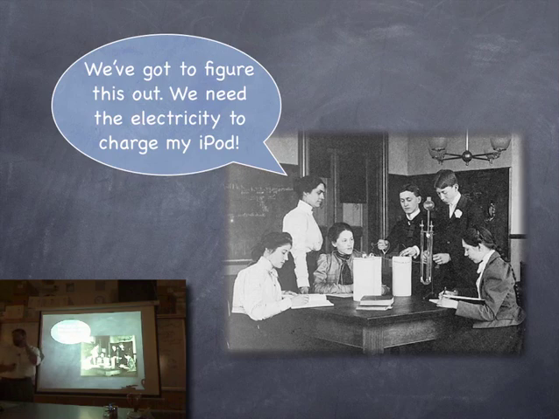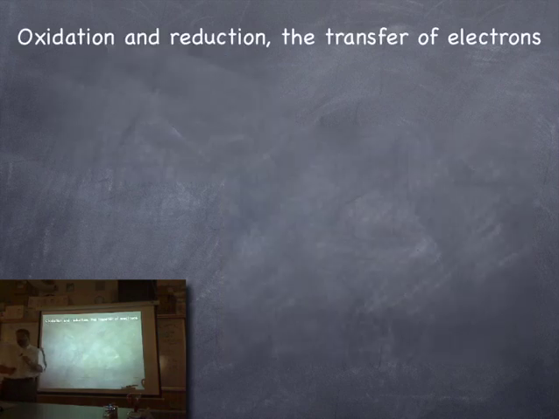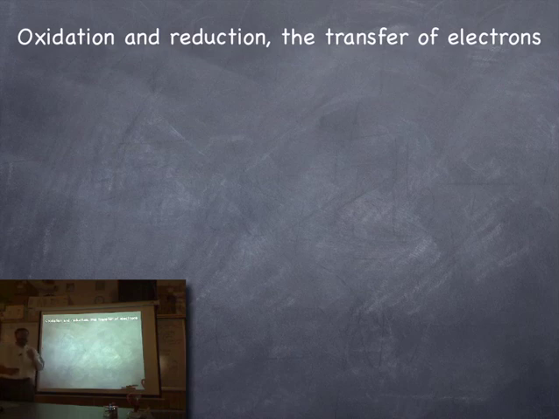I'm going to introduce two big ideas today, one of which is an important focus thing that I'm going to ask you to do. Another is laying a foundation for second semester. Oxidation and reduction chemistry is all about the transfer of electrons. It is electrons moving from one atom to another.